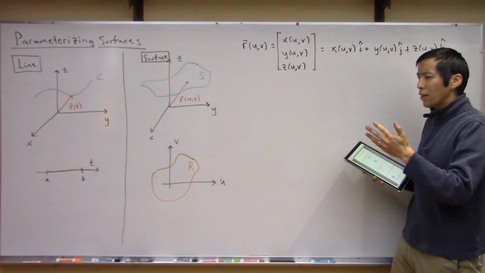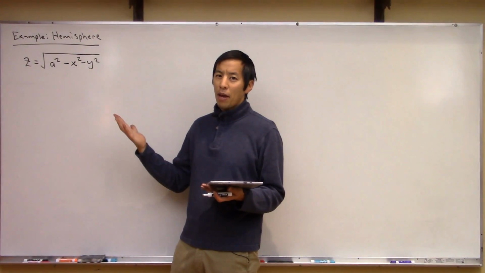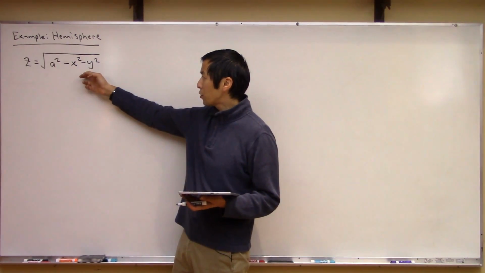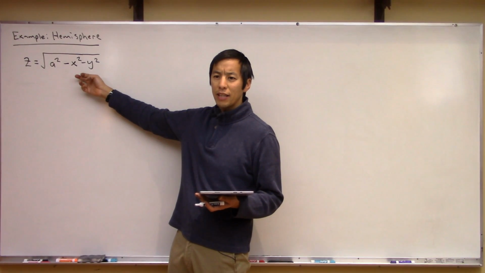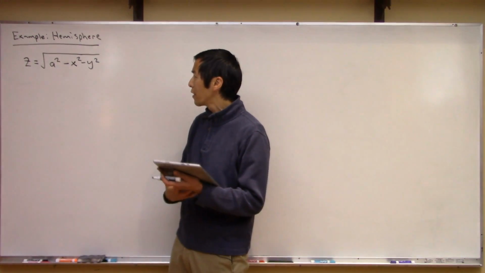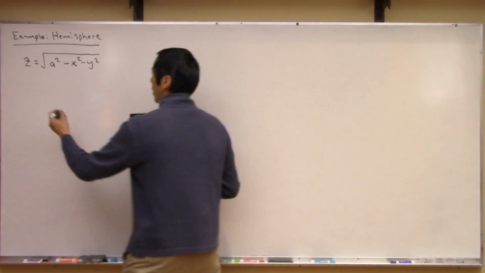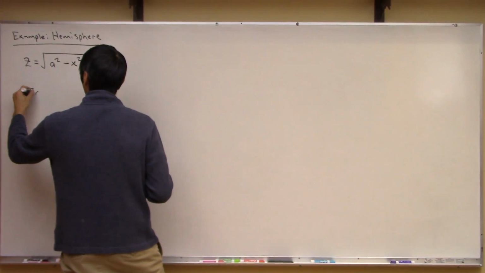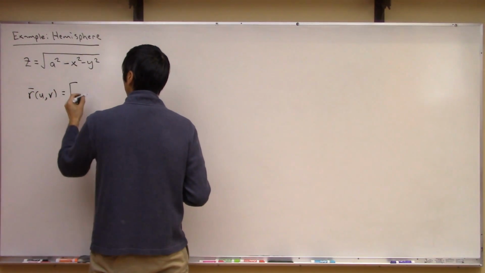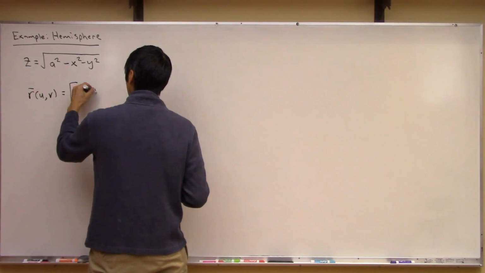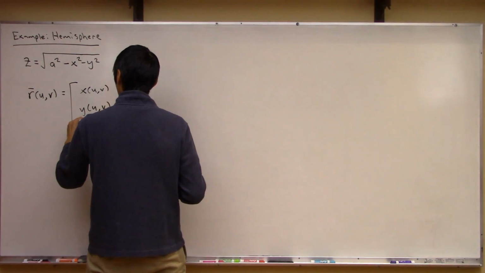So let's look at an example of this. All right, let's revisit that same hemisphere example we were looking at earlier. Remember, this is, I think, the first parameterization we looked at in the very beginning of this discussion. So let's think about finding a parameterization for this by finding this function r as a function of u and v. And remember, what we need to do here is find a function which describes the x locations, the y locations, and the z locations.